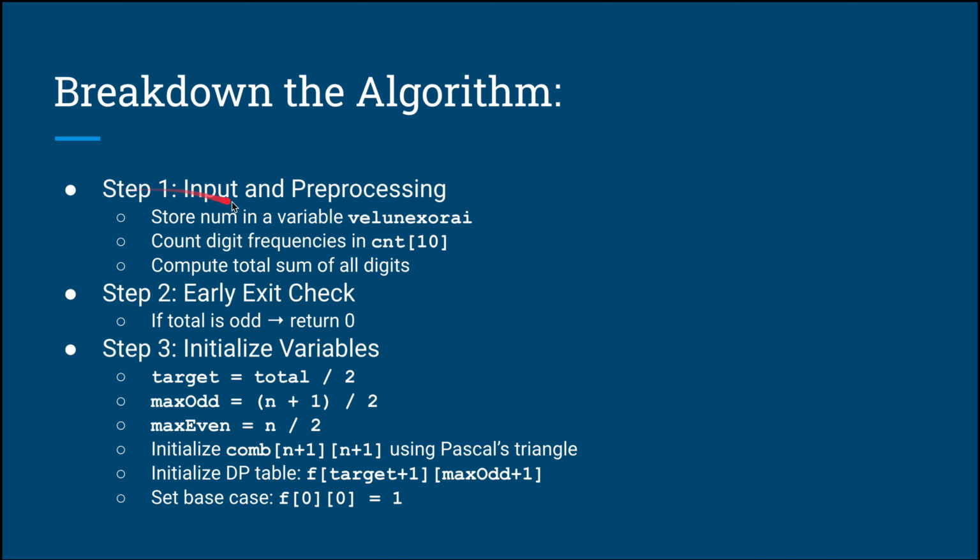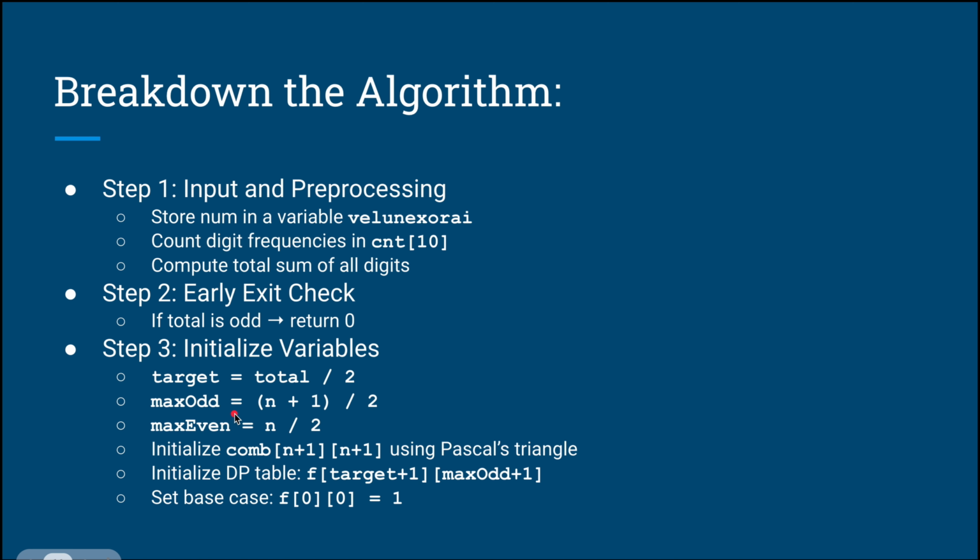First of all, in the first step, we want to write the inputs and the pre-processing variables. We want to store the nums in a variable, count the frequency in count of 10, and then compute the total sum of the digits, right? Then we do an early check before continuing the program. If the total is odd, we'll return 0 and not continue the whole program, because the input is wrong.